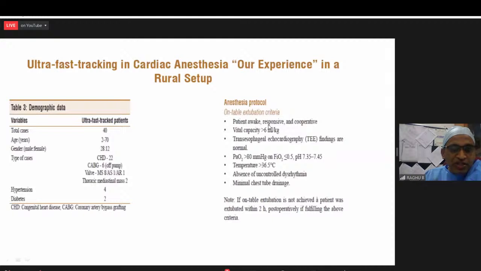Criteria they kept were patient awake, responsive and cooperative, vital capacity more than 6 ml/kg body weight, echo TEE findings were normal, PaO2 more than 80 with FiO2 of 0.5, temperature more than 35.5, and absence of uncontrolled arrhythmia and minimal chest strain. They extubated, and none of the patients were reintubated after the extubation.